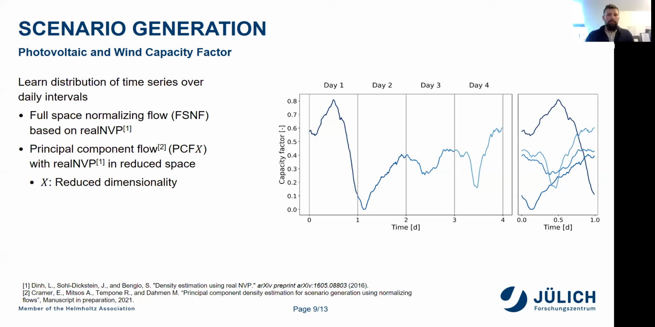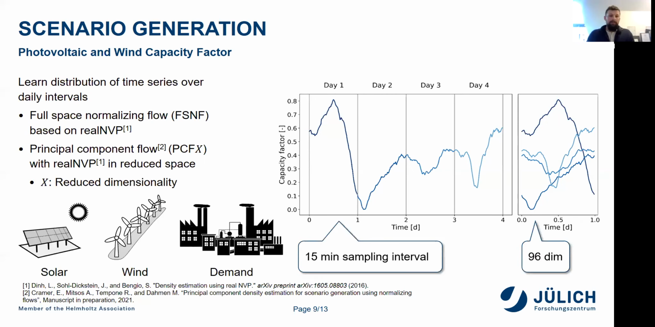Now we're going to look at 3 different time series today, 2 from renewable power generation, meaning solar and wind, and also a demand time series. All 3 of these time series are sampled in 15-minute intervals. So the data points that we're looking at actually have 96 dimensions, so have 96 steps per day.